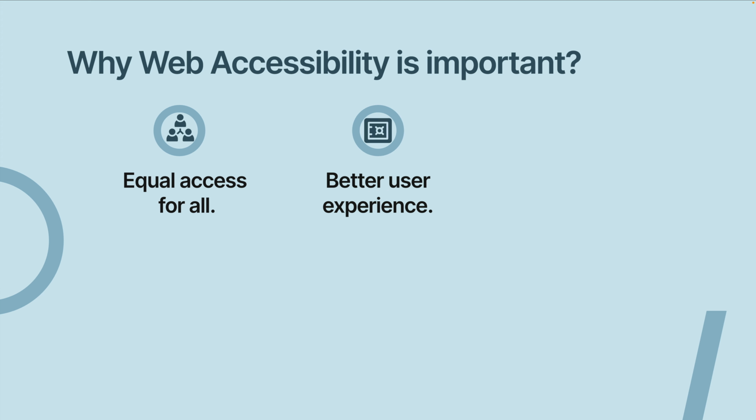Also, it provides better user experience. Accessible websites are often easier for everyone to use, not just people with disabilities. Features like good color contrast, keyboard navigation, and readable fonts help all the users. It improves SEO. Search engines benefit from accessible features like clear headings, alt text, and meaningful text. This can help improve your site's visibility in search results.